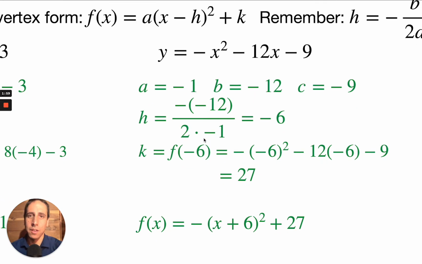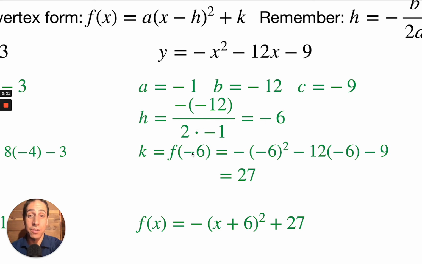Let's do the same thing again. Here, there's an unwritten invisible 1. The a value is negative 1, b value is negative 12, c value is negative 9. So, using our formula, we've got negative b over 2a, we've got negative of negative 12, it turns into positive 12, divided by negative 2, we get negative 6. The h value is negative 6.